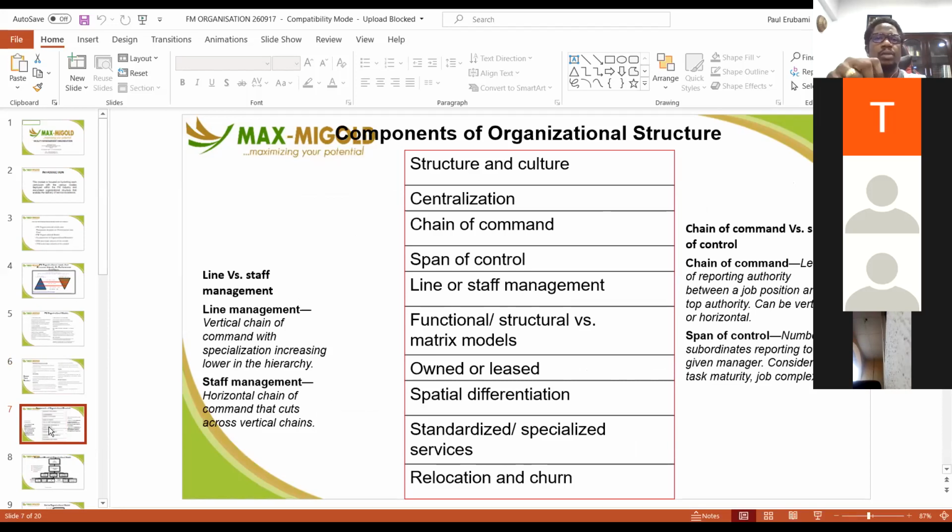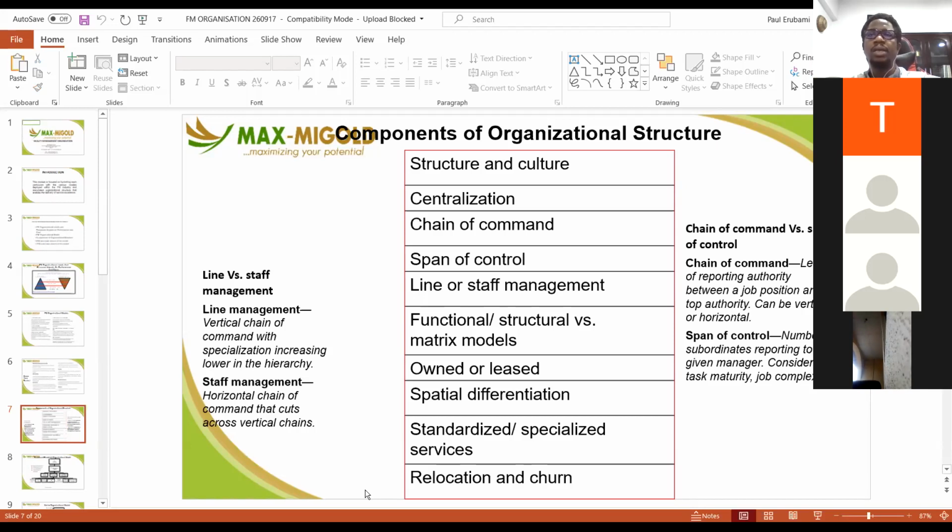So now I'm going to look at the components of organizational structure. We're going to look at structure and culture, centralization, chain of command, span of control, line or staff management, functional and structural versus matrix models, owned or leased properties, spatial differentiation, standardized or specialized services. Some of these we've talked a little bit about, but I'm going to expatiate on them, and then we're going to look at relocation and churn. So let's start with chain of command versus span of control.